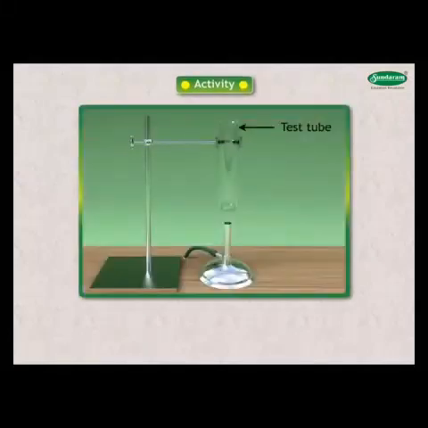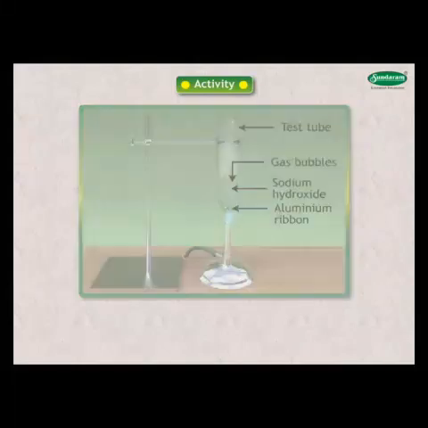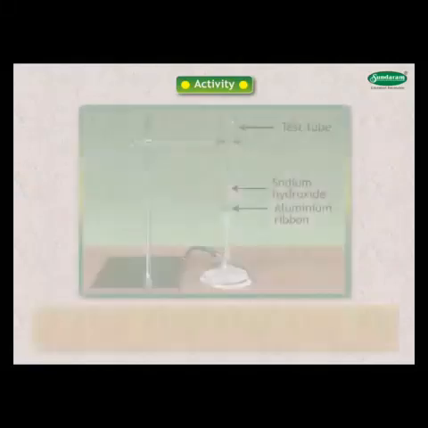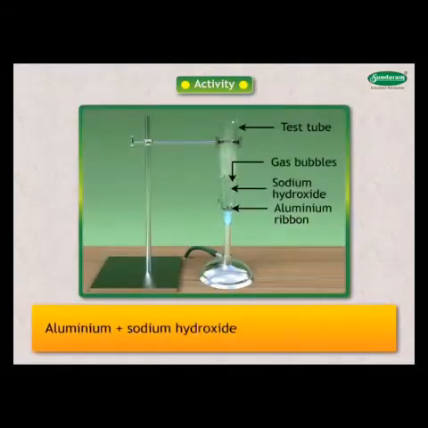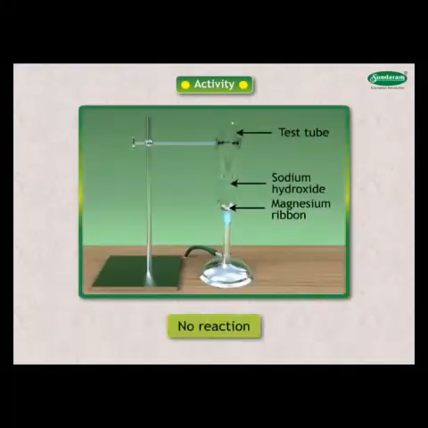Let us perform this activity. Take few pieces of aluminium ribbon in a test tube, add 3 milliliters of sodium hydroxide to the test tube and warm. Observe. Repeat the process with magnesium metal. Aluminium plus sodium hydroxide gives sodium aluminate. Magnesium does not react with sodium hydroxide.